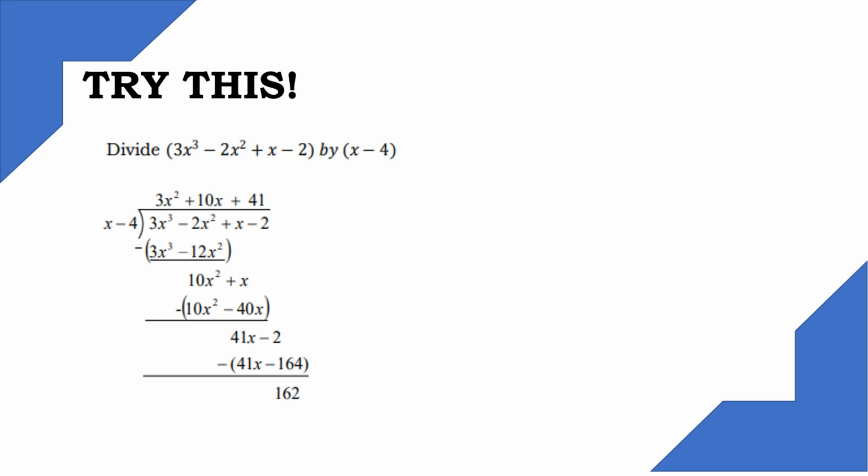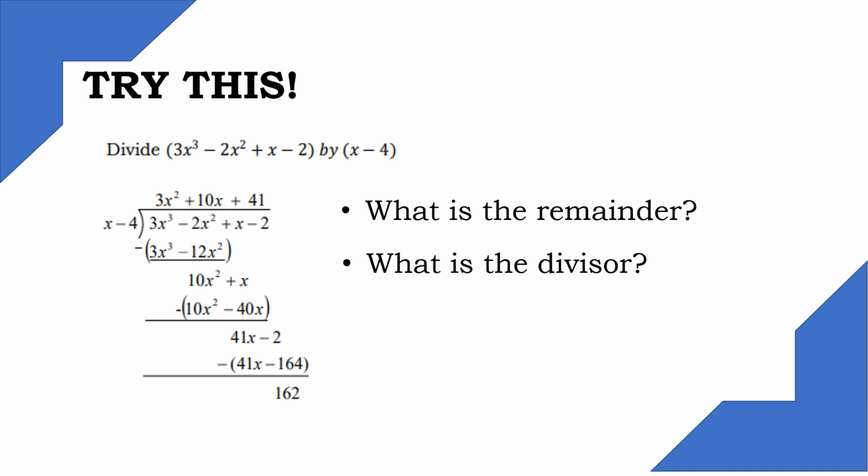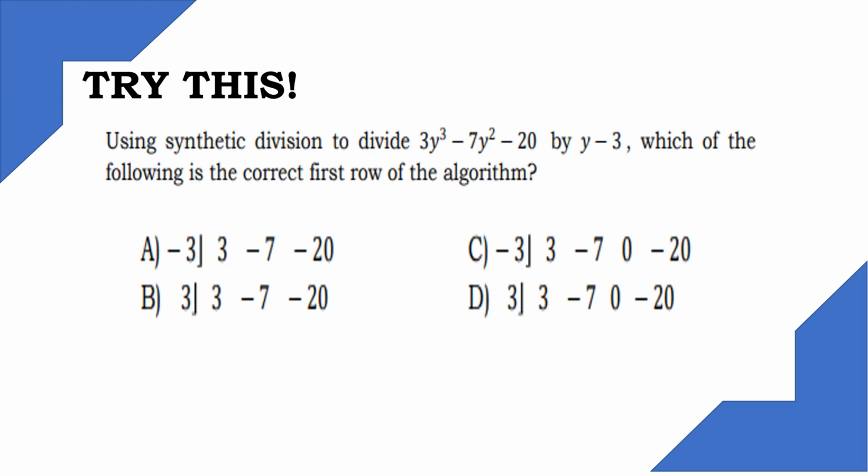Now let's try to do this. We have here the long division method that is done already for you. And let us try to identify the following. What is the remainder? What is the divisor? And what is the quotient? For the next problem, using synthetic division to divide 3y cubed minus 7y squared minus 20 by y minus 3, which of the following is the correct first row of the algorithm?